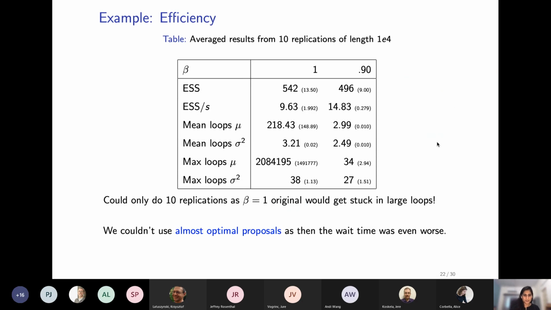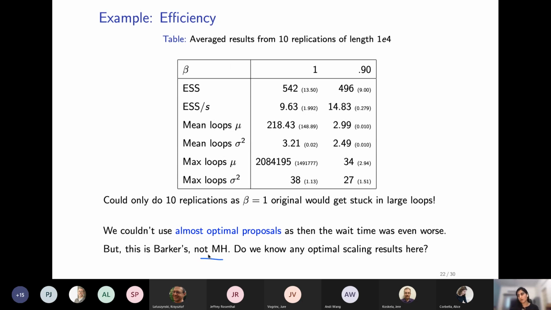But I want to go back to this question of optimal proposals or almost optimal proposals, because I'm not really using Metropolis Hastings, right? In this problem, which is a realistic problem, somebody else actually interested in estimating a correlation through this Bayesian paradigm would want to run an efficient algorithm, but wouldn't know how to tune their algorithm because this is Barker's and not MH. And we don't know optimal scaling results for Barker's acceptance functions, right? Almost all of the literature that we've seen and read is based on the acceptance functions being Metropolis Hastings. So the question is, can we use the same rules as we use for Metropolis Hastings to scale Barker's?